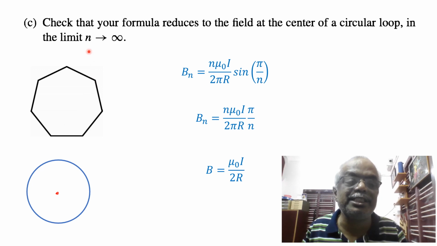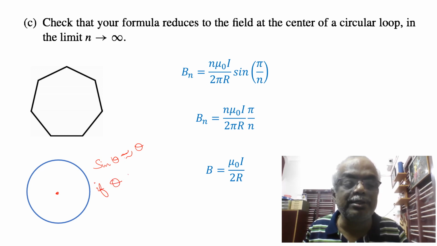By making this approximation, n equal to infinity, in the generalized formula for the magnetic field of an n-sided polygon: when n is infinite, the angle theta becomes small. If theta is small, then sine theta is approximately equal to theta. So using that fact, this reduces to n mu naught I over 2 pi r, and sine pi by n will be replaced by pi by n.